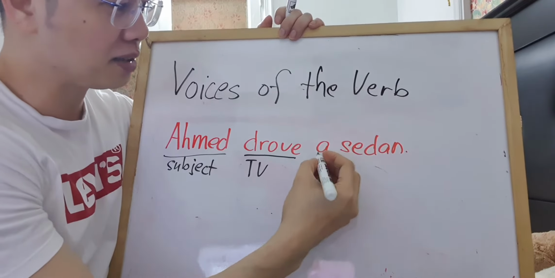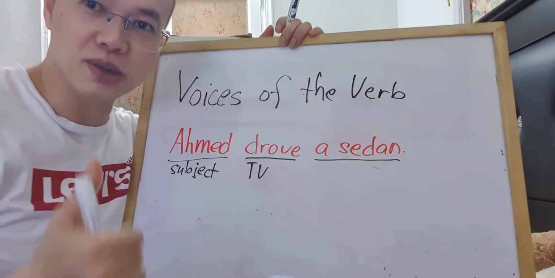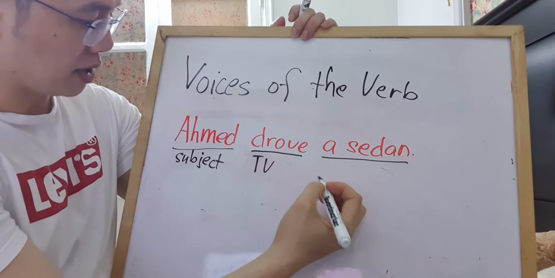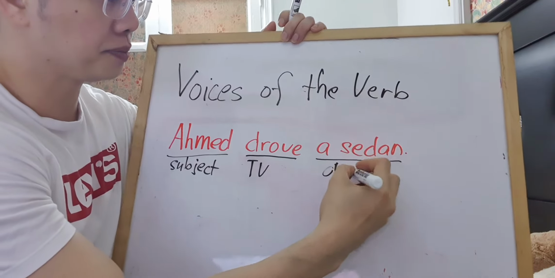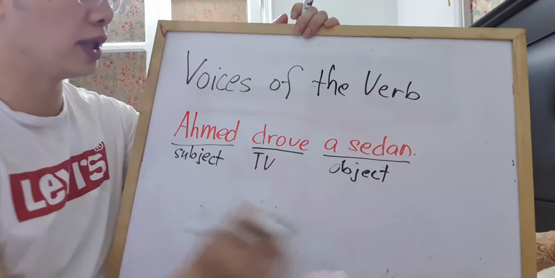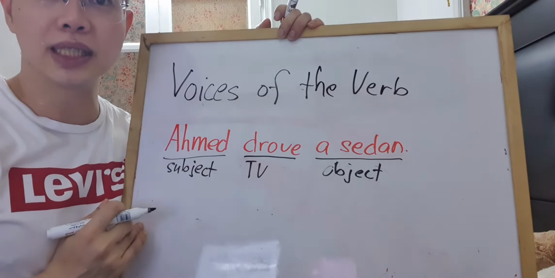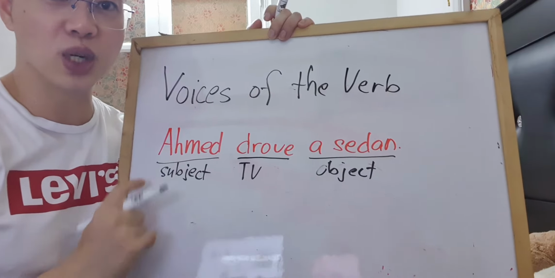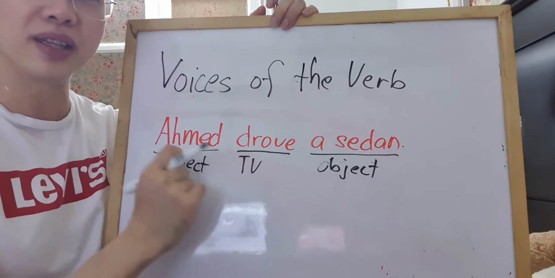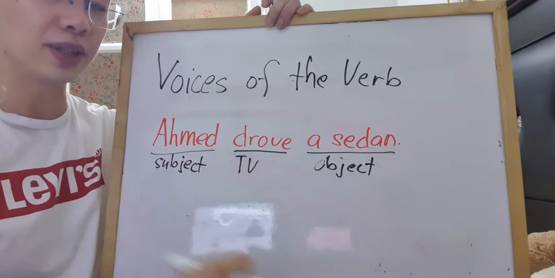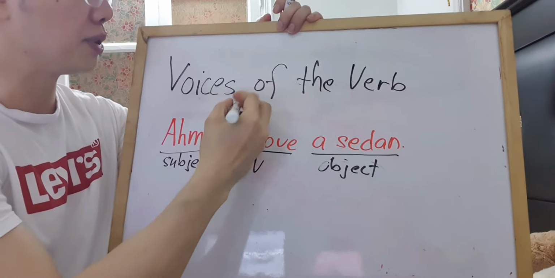Then, if you are a teacher at heart, you have a sedan as the object. So it's very clear. So what is the voice? Of course, this is an active voice because your subject is the one doing the action, driving.